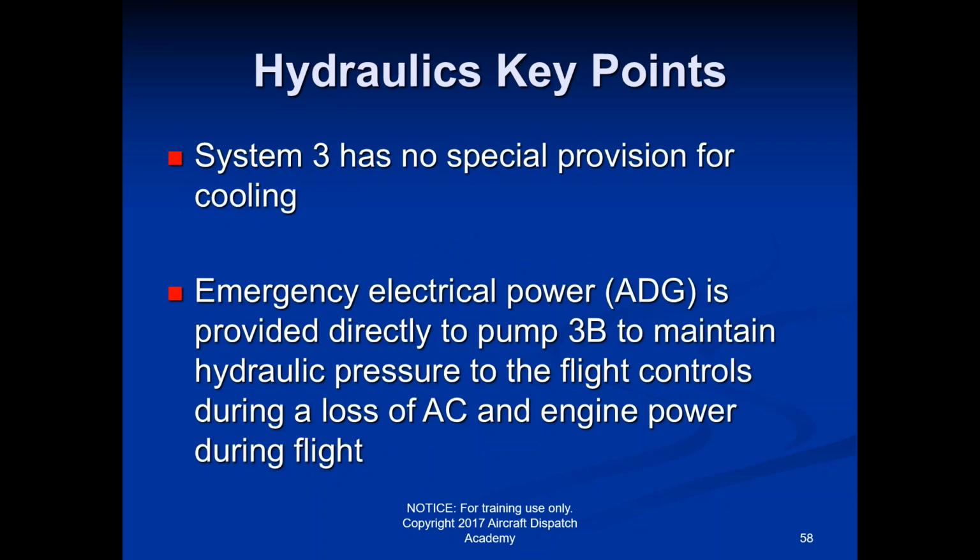Emergency electrical power, the ADG that we talked about earlier, is provided directly to pump 3B to maintain hydraulic pressure to the flight controls during loss of AC and engine power during flight. Going back, we talked about how when the ADG is dropped it only powers up certain things. Hydraulically speaking, the only thing the ADG lights up is hydraulic pump 3B, because the 3B pump is tied in to the essential flight controls. If you're running on ADG power, you're not going to see full electrical power. It only operates some things, and the only hydraulic pump it turns on is 3B, because 3B is connected to all of the essential things you need to actually fly and land the plane.